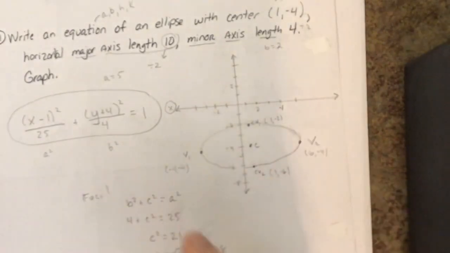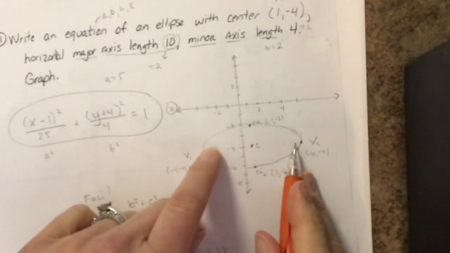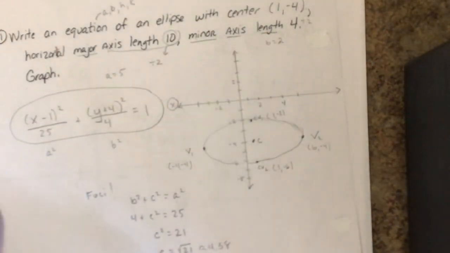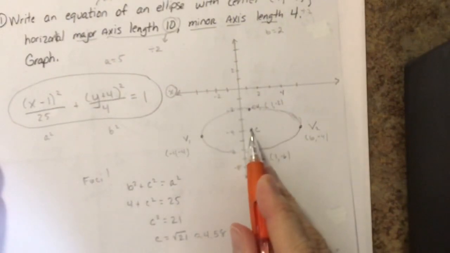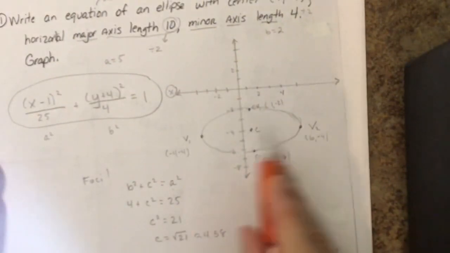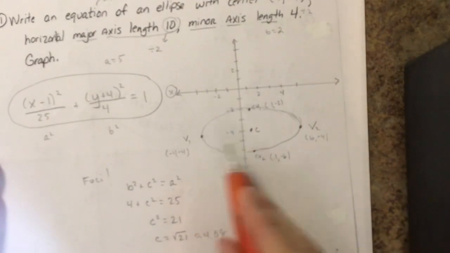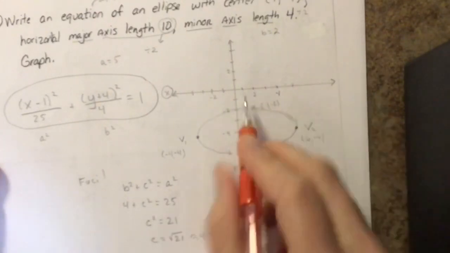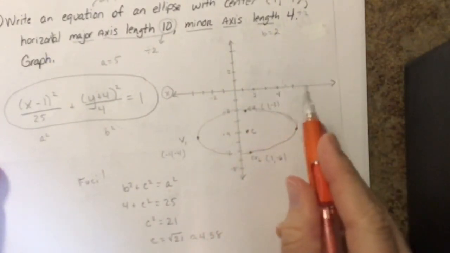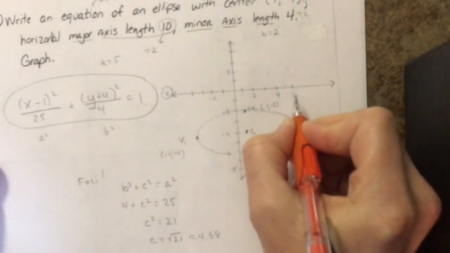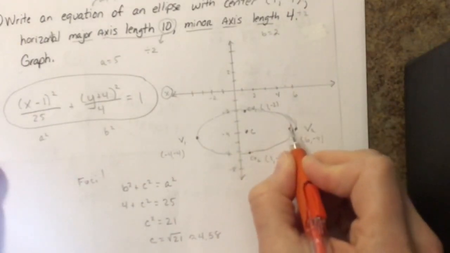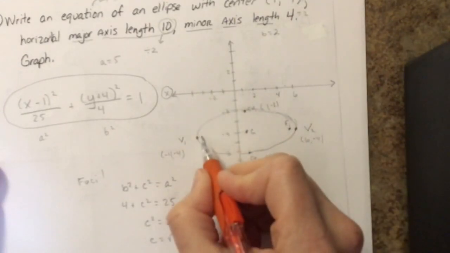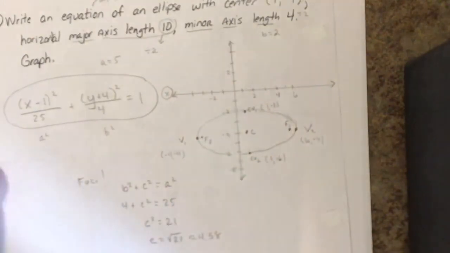But this is a longer one, so as the ellipse is longer, the foci get closer to the vertex. So where do I put the foci? I start at the center, and I go about 4.6 to the right and 4.6 to the left. So 1, 2, 3, 4.6 to the left. Focus 1. 1, 2, 3, 4.6 to the right. Focus 2.